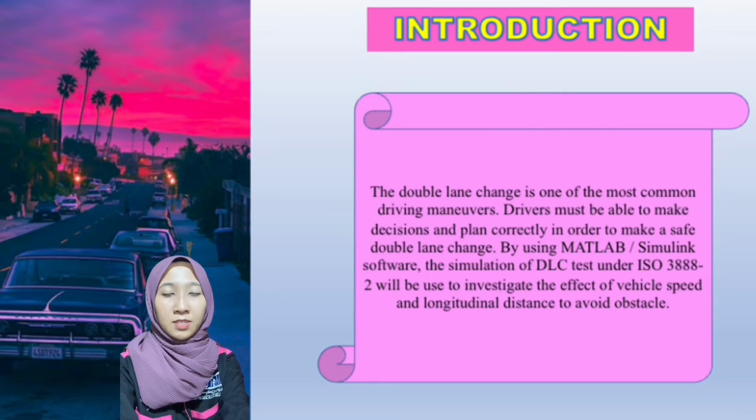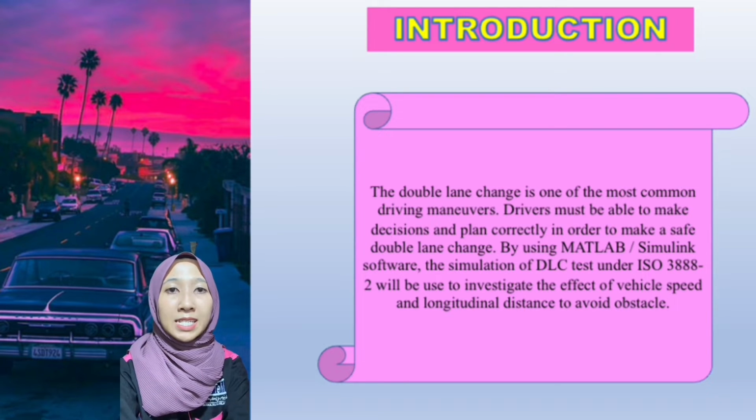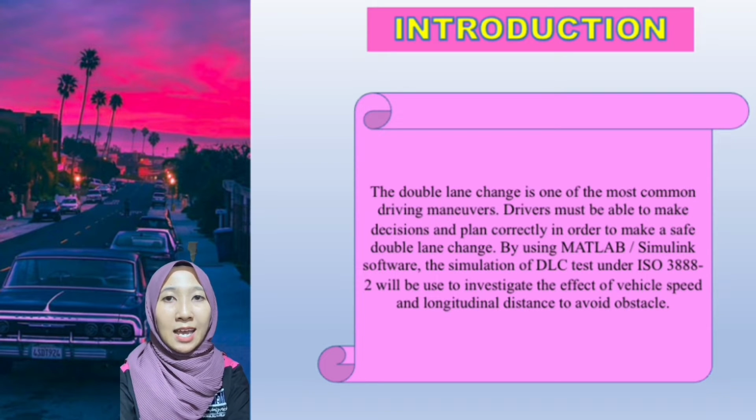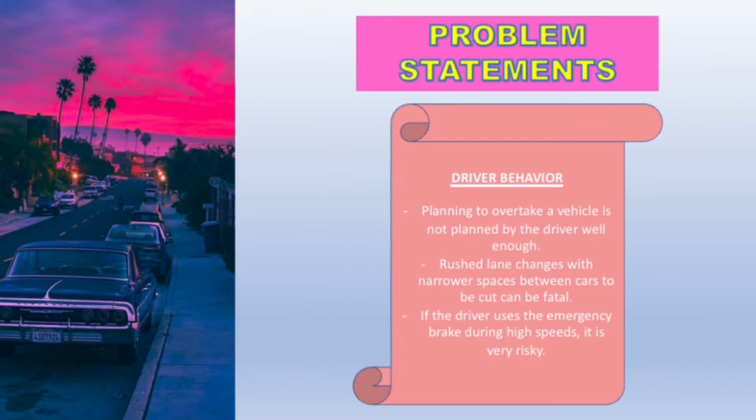This project is focused on the double lane change maneuver. The double lane change is one of the most common driving maneuvers. Drivers must be able to make decisions and plan well in order to make a safe double lane change. By using a software, MATLAB Simulink, the simulation of the double lane change test under ISO 3888-2 will be used to investigate the effect of vehicle speed and longitudinal distance in order to avoid obstacles.